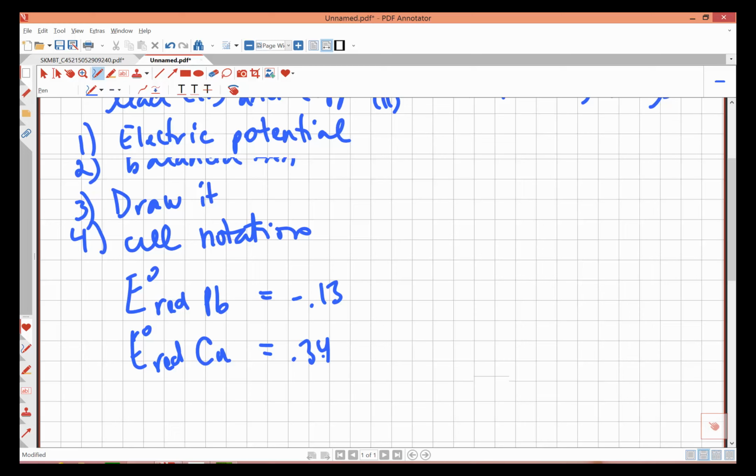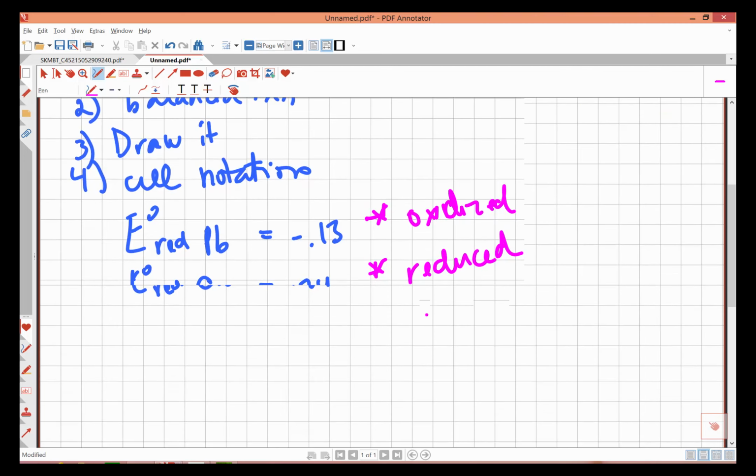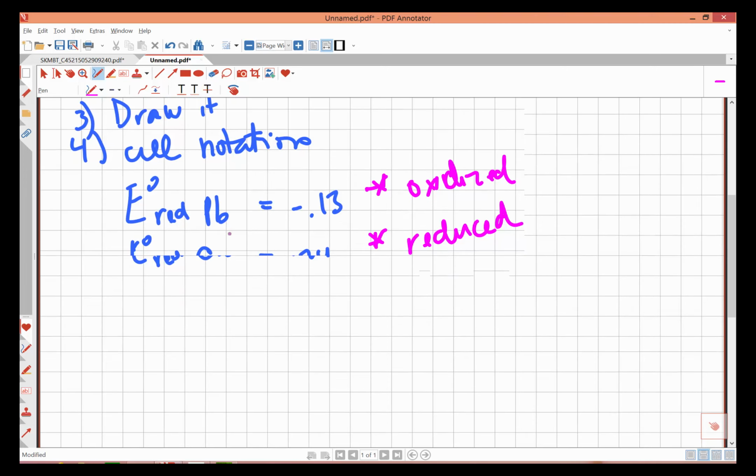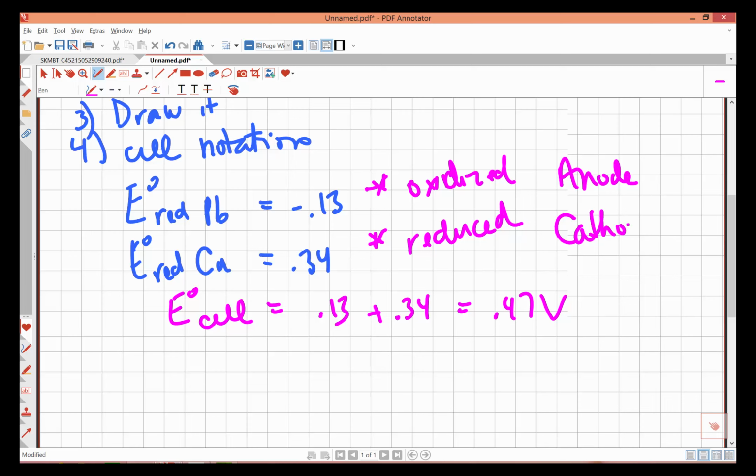All right, so we have to conclude that this is going to be oxidized and this will be reduced, because we will have an overall positive potential, right? So then the total, I don't know what happened there, my line kind of got squished together, E naught cell will be positive 0.13 and positive 0.34, which is positive 0.47 volts. Okay, so this is our anode, this is our cathode. All right, so that's the first thing you need to figure out.